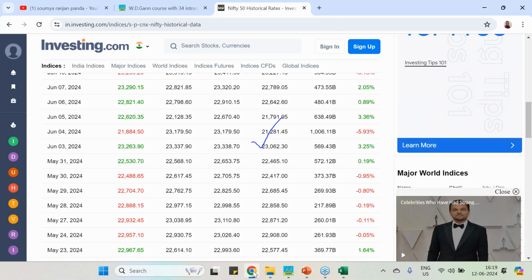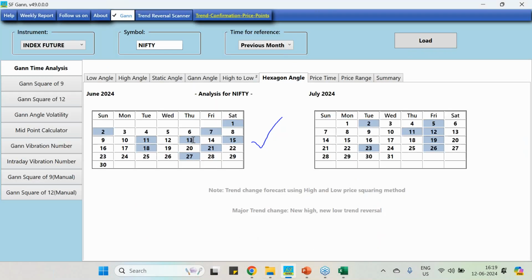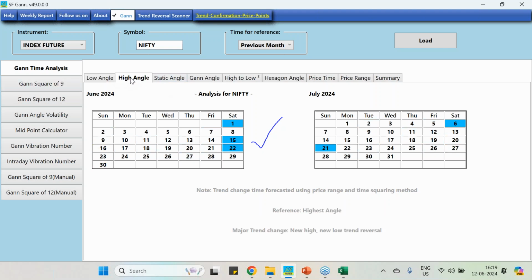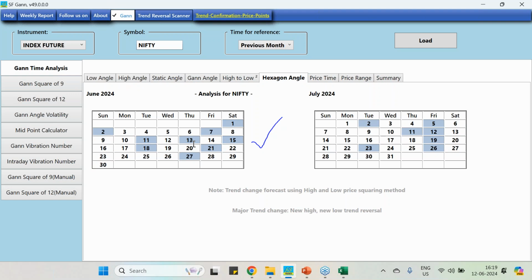Suppose a trend change date is happening on the low angle, high angle, as well as the hexagon principle. The 13th of June is a trend change date, which is falling tomorrow. Today it is positive, so tomorrow we will be experiencing a negative opening or negative closing. Anything can happen with the closing.